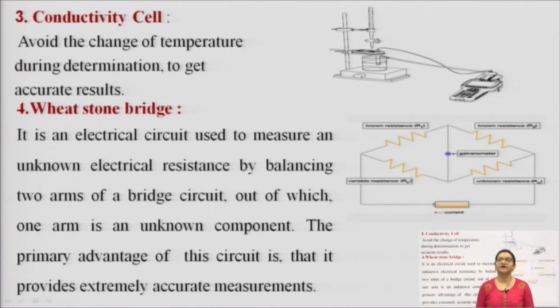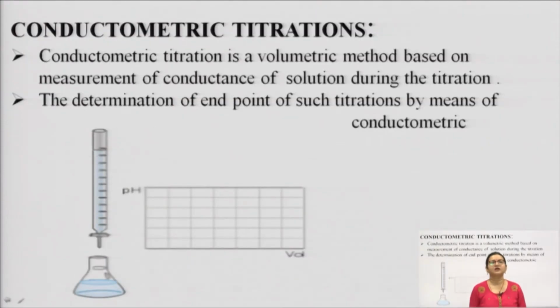So, this was all about conductivity measurements, what do you mean by conductivity measurements, that is the summary of conductivity, titration, conductometry, what are the components of conductometry, what are the parts, what is the instrumentation of the conductivity cell, how does it work. Now, let us study conductometric titration in detail.